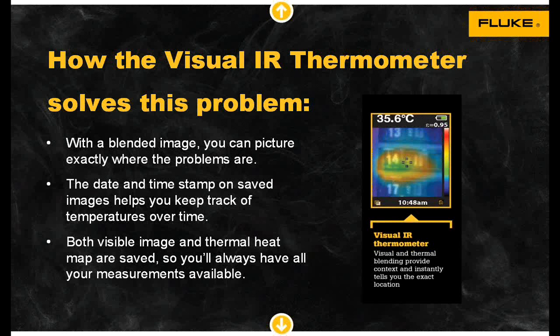Both visible image and thermal heat map are saved, so you'll always have all your measurements available. Perhaps you're measuring an area over a period of time and you're more interested in changes rather than temperature anomalies. You can regularly save images. The supplied micro SD card can save thousands of images and carry out analysis by comparing changes.